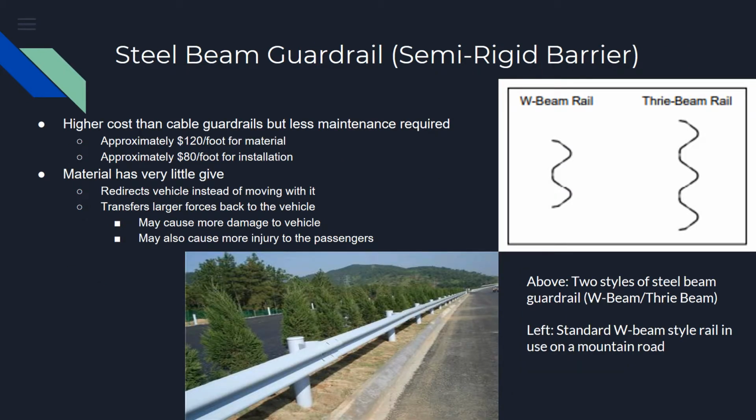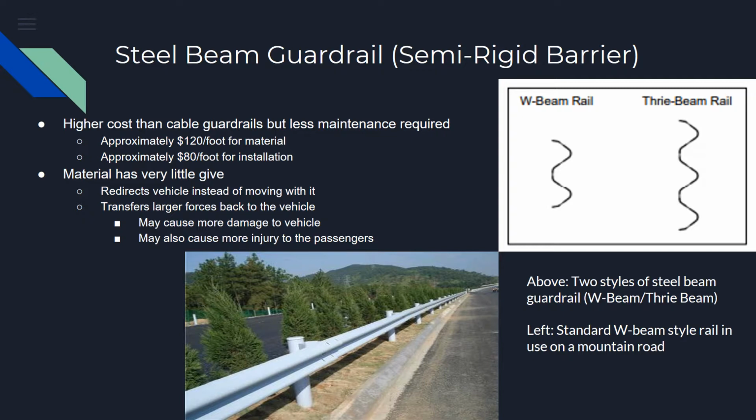Different from cable barriers, steel beam guardrails are much more pricey up front. They cost approximately $120 per foot for material and $80 per foot for installation of the guardrail. Maintenance, on the other hand, is much cheaper. This is because the material is not tensioned and is much less likely to wear down over time. If a collision occurs with a steel beam guardrail, only part of the rail needs to be replaced, which also results in lower maintenance costs.